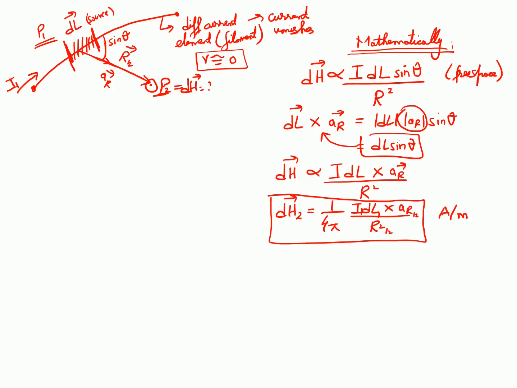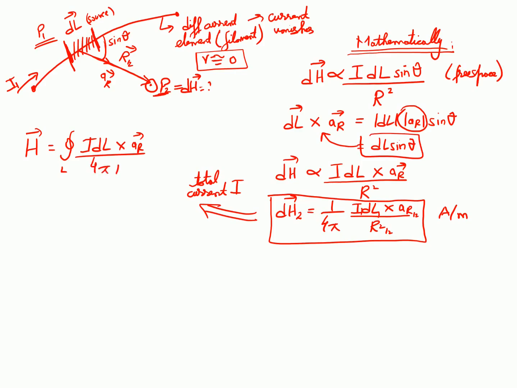So once this is known, we can find the effect of the total current moving inside the filament. If we want to find the total magnetic field as the effect of the total current I, we know that we can just integrate this. So the total magnetic field now is equal to a closed loop line integral of I dL cross the unit vector aR, divided by 4 pi R squared.